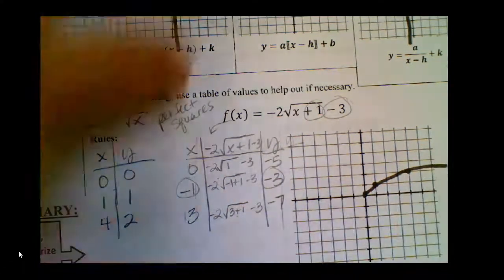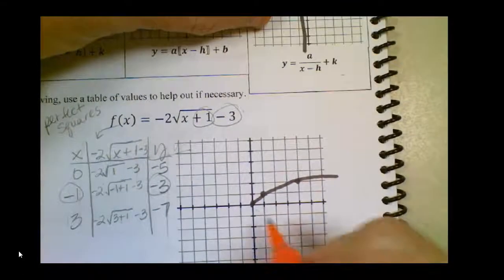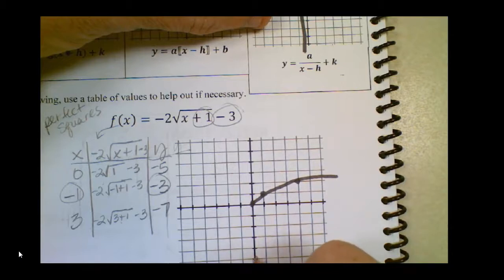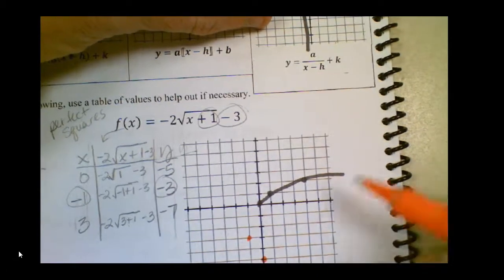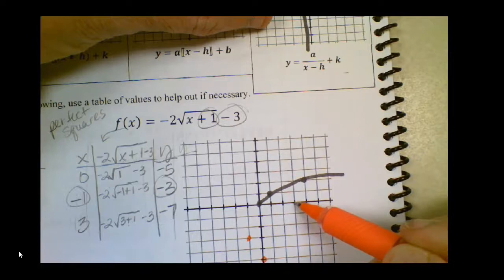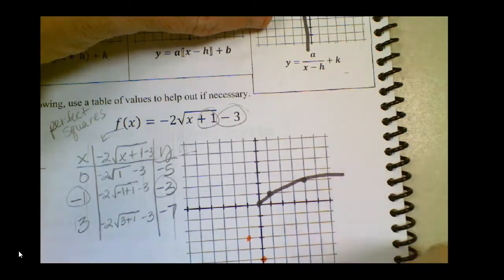So now I've got 3 points that I can graph. I've got (0, -5), and I've got (-1, -3), and I've got (3, -7). So 1, 2, 3, 4, 5, 6, 7 would be way over here.